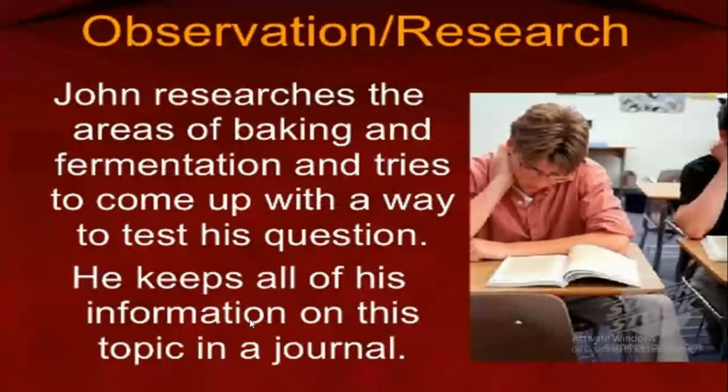So for that, he made different observations. He read articles. He read different research. John researches the areas of baking and fermentation and tries to come up with a way to test his question. He keeps all of his information on this topic in a journal. So whatever ideas he was getting from articles and by reviewing different books, he was collecting that information and maintaining it in a journal.